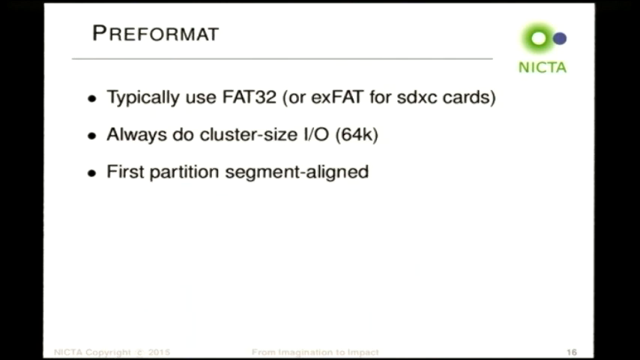Anyway, a FAT file system is what you normally get there. FAT file systems are actually a pretty good match to the standard usage of an SD card. Because if you think about it, you stick it in your camera, you fill it up with JPEGs, transfer them somewhere else, erase the card and start again. So you're always writing on a clean card. And a FAT file system always writes in cluster size units, and they're always 64K in these pre-formatted ones. And you segment align the first partition, which means your FAT, the FAT table, is in the first erase block.